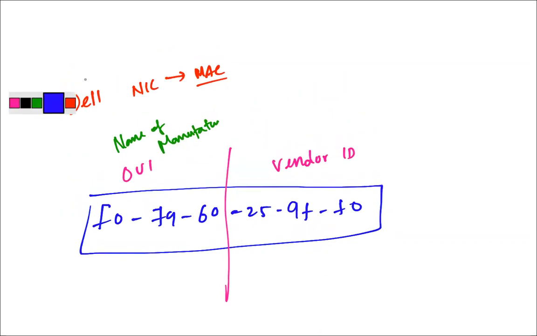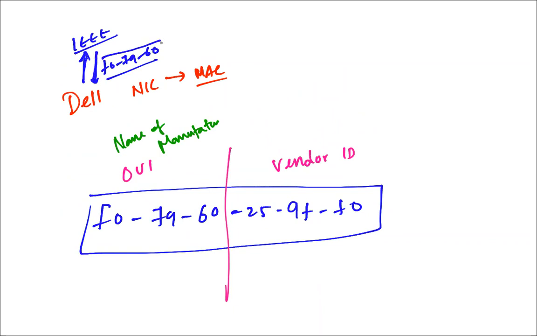So what Dell will do is go and contact IEEE. Most of you might know IEEE. There is a sub-organization under IEEE that will give the first six characters. For example, assume F07960 is given. It's basically a purchase process. Dell has to pay some money to IEEE and get the prefix part, F07960.